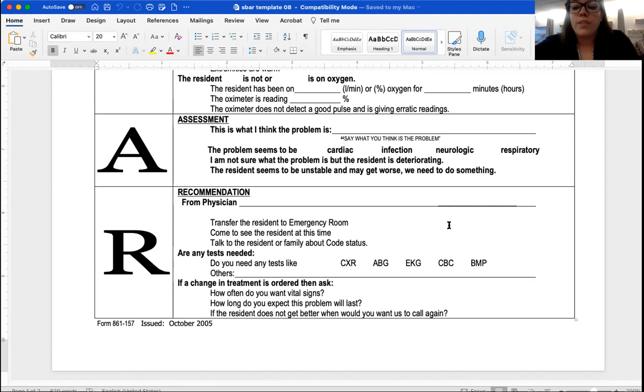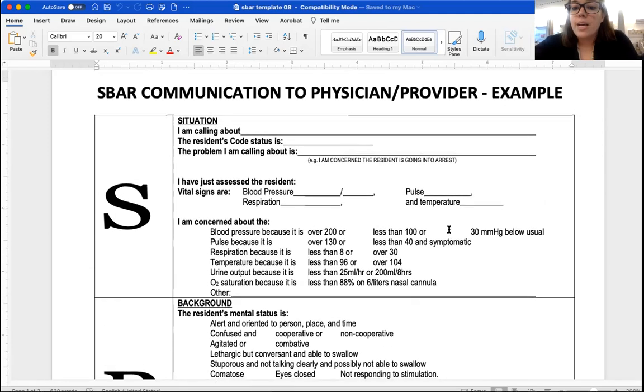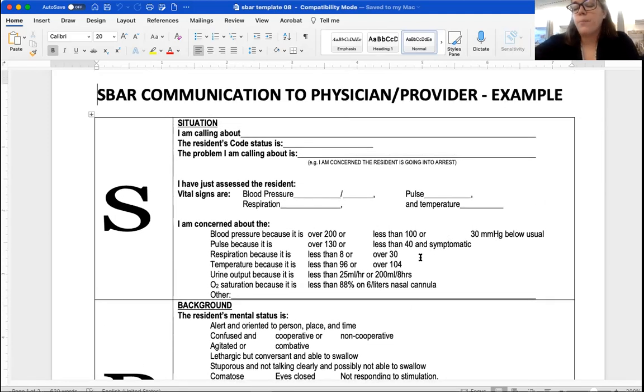And so we can use this with physicians, we can use this with other care team members. Some people even use this for report. I'll have a separate video talking about bedside report here shortly.